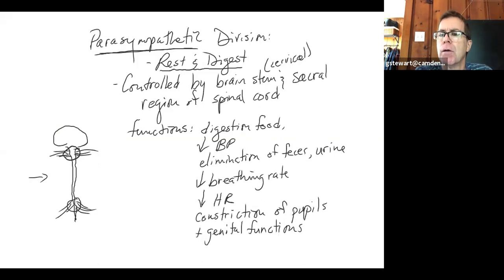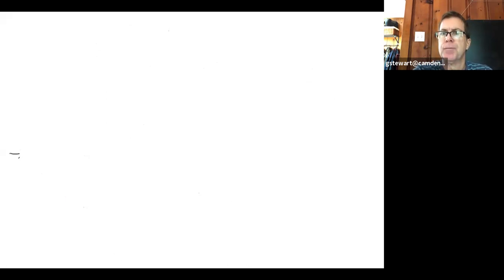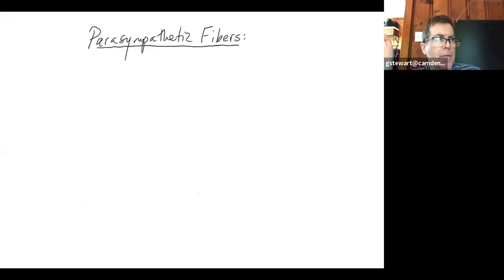Okay, so now I'm going to go on to a new board and start getting a little bit more detailed about the anatomical differences between the two. So let's just talk about parasympathetic fibers. We know that they emanate from what's called the craniosacral region. So therefore, sometimes this subdivision is called the craniosacral division of the nervous system, because it just tells you where the fibers come off of the spinal cord.